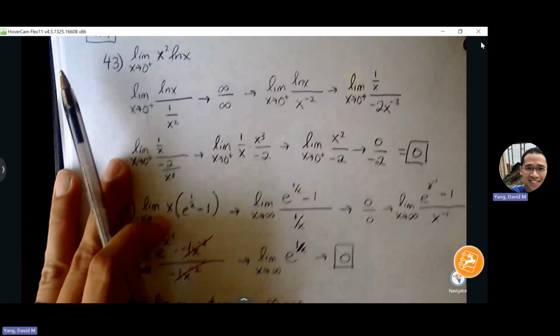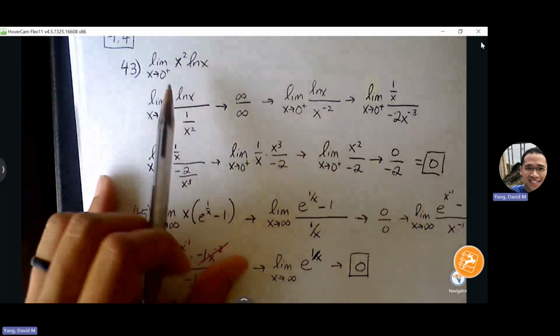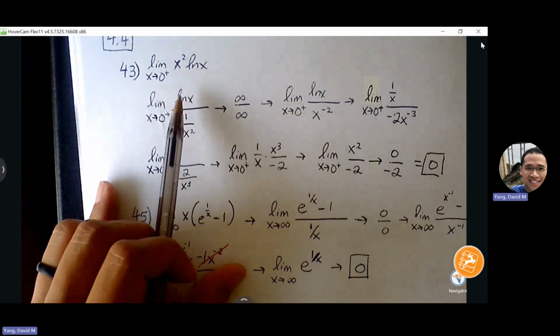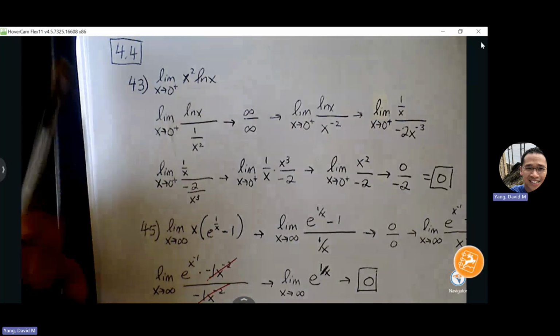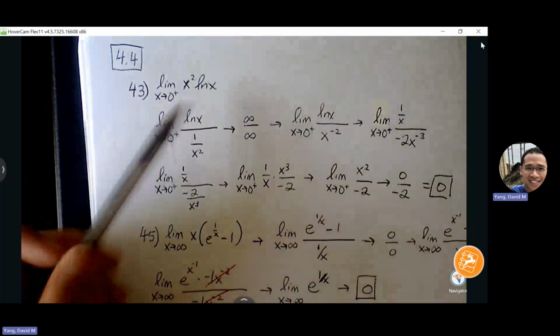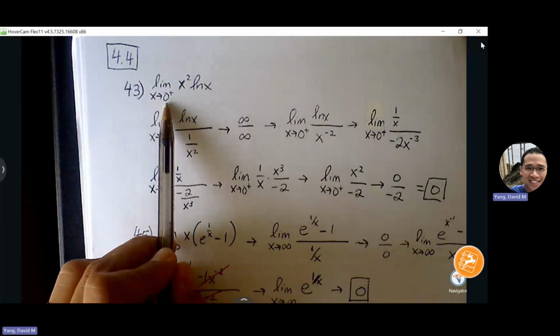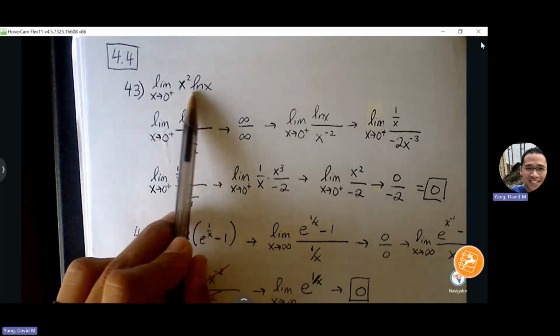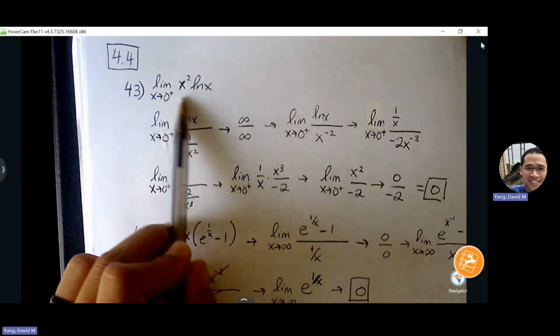But I do want to go over these types of problems where it's not as straightforward in terms of L'Hopital's rule. So this is 43. This is from your homework last night. So I want to go over a couple of these just to help you see it. So here, limit as x goes to 0 from the right. If I try to plug in 0, I get 0 times 0. It doesn't quite get us to where I want to be.